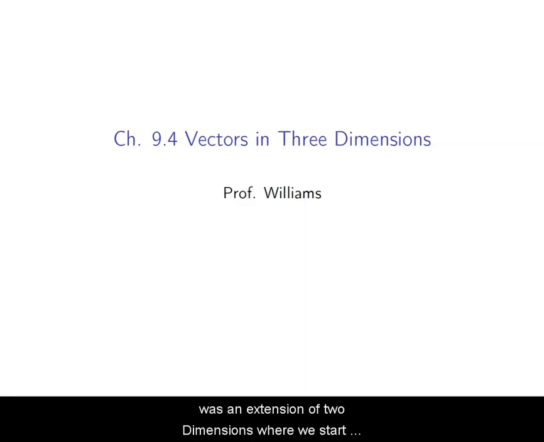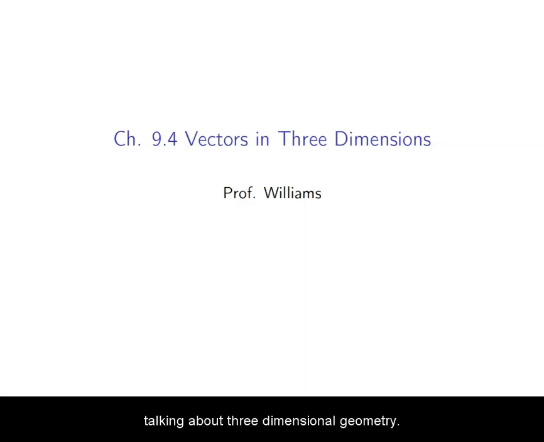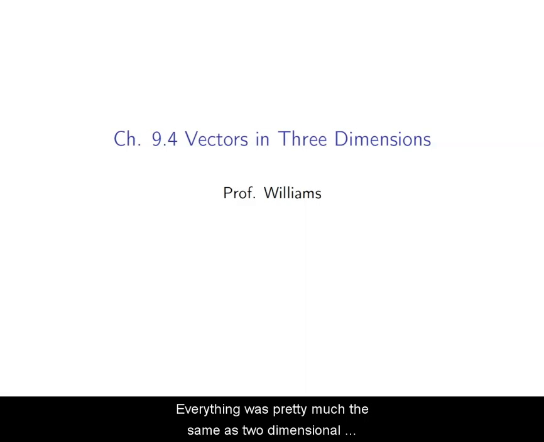So just like the last section was an extension of two dimensions where we start talking about three-dimensional geometry, everything was pretty much the same as two-dimensional geometry except we had to consider a third variable. Here it's the same thing. Everything that we do with vectors in two dimensions we can do in three dimensions. We just have to consider the third term.